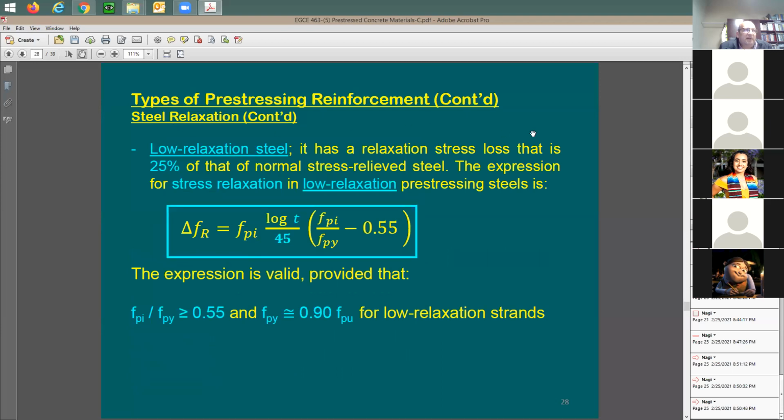This here, the second type, is the low relaxation steel. This is going to be the 416. As I said, we are going to have two types. One of them is going to be stress relief. The other type is going to be low relaxation. And look what happened to my equation.